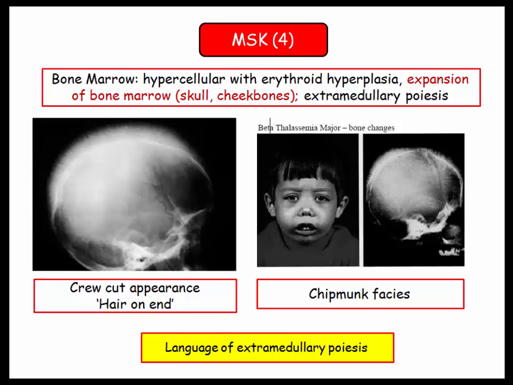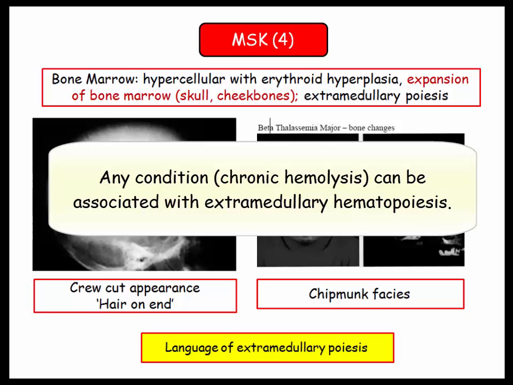It won't be the target of a question, rather, they use it as an indirect descriptor of erythroid hyperplasia, and that is another point. Any condition associated with erythroid hyperplasia, such as thalassemia major, will also develop extramedullary hematopoiesis, so this finding is not specific to sickle cell disease.